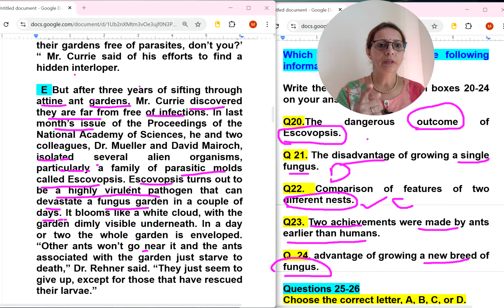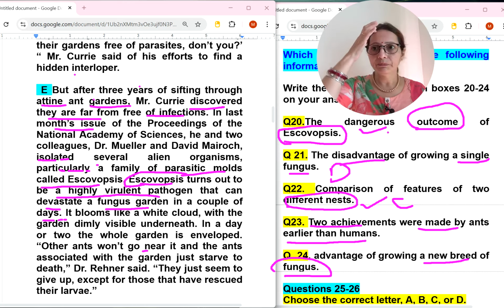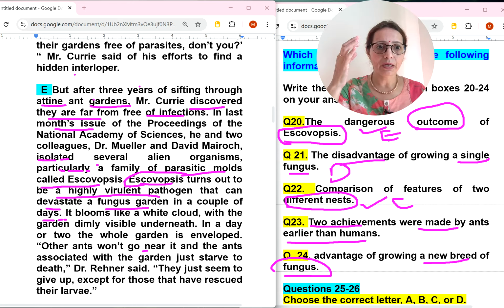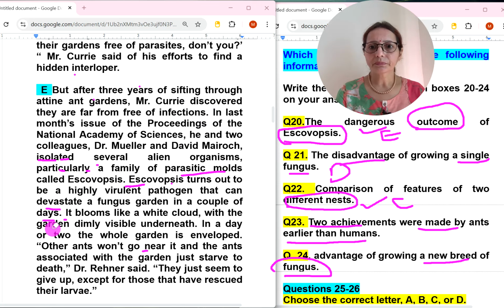See again the dangerous outcome of this. I think they are talking this word, this definition turns out to be highly virulent pathogen that can devastate a fungus garden in a couple of days. It means the dangerous outcome of this. So here we can select this E number paragraph. Okay, so let's move to next one, next paragraph, that is F.